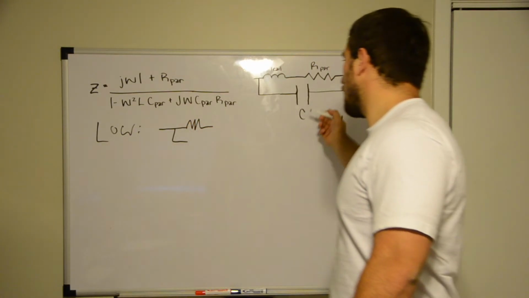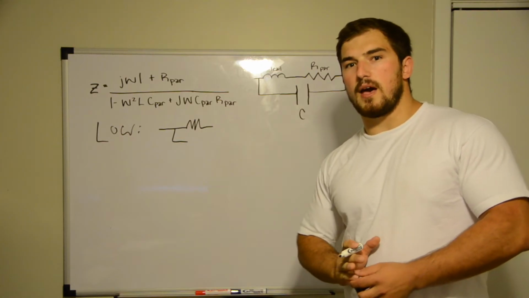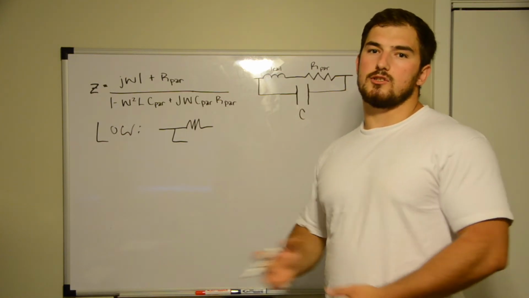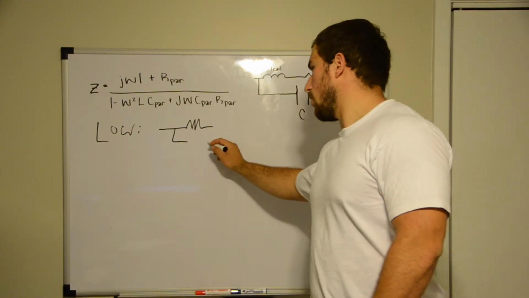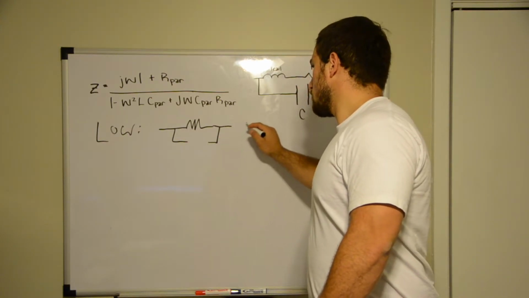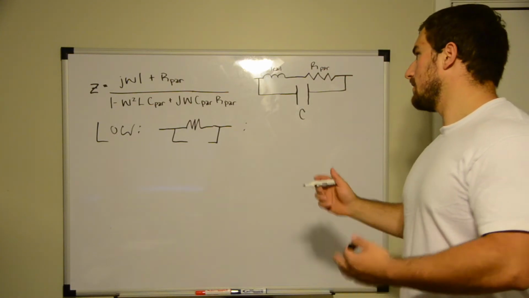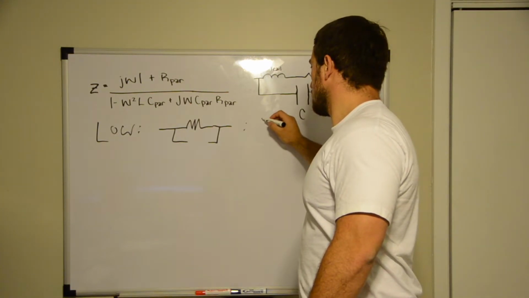Now the capacitor. I know we haven't fully discussed capacitors yet, but capacitors at low frequencies basically just act like an open circuit, so it's just an open circuit. So from here we could see that the parasitic resistance is going to be dominant at low frequencies.